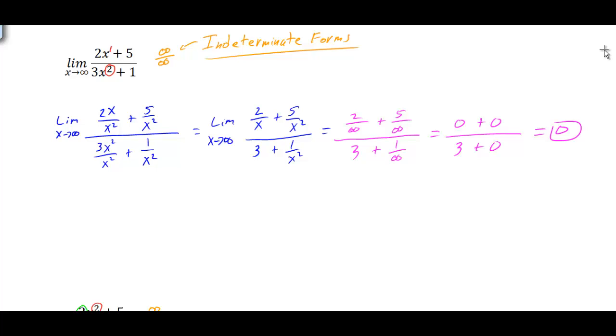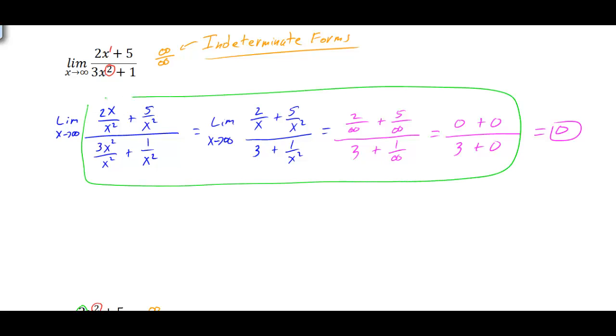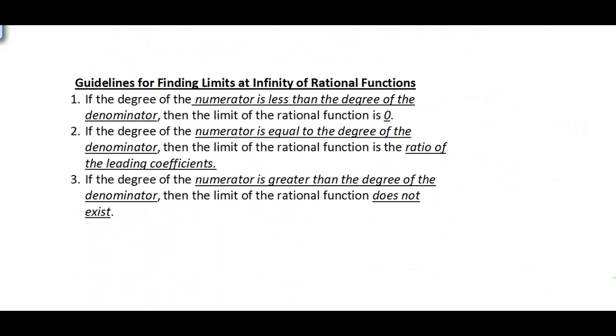So by knowing this, that means you can eliminate the process of going through all of this here where we're dividing by the x squared. You don't have to do that now. If you remember, you can simply compare the exponent with the numerator and the exponent in the denominator. So make sure you are familiar with and memorize these guidelines for finding limits at infinity, and that will make your limit process a lot easier.